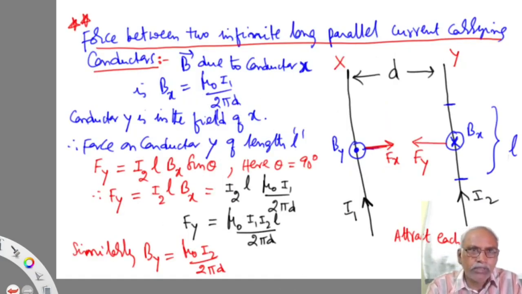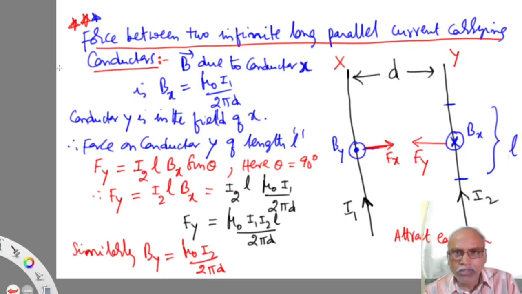Very important derivation. This is a very important derivation: force between two infinite long parallel current carrying conductors. There are two conductors shown here, conductor X and conductor Y. Currents are I1 and I2. The two conductors are separated by distance d.